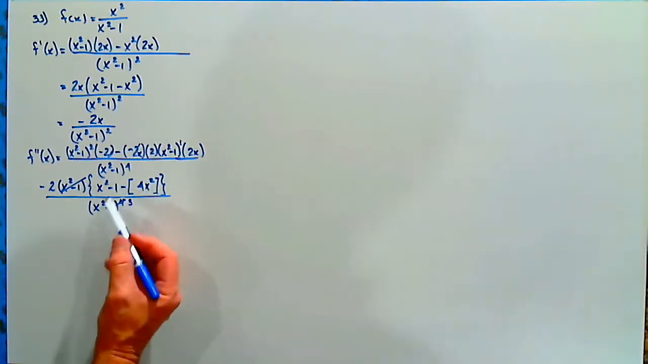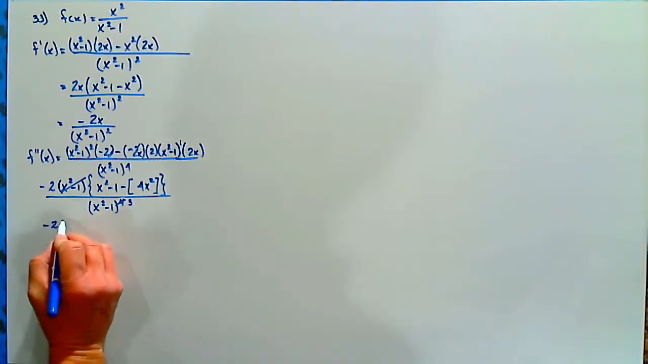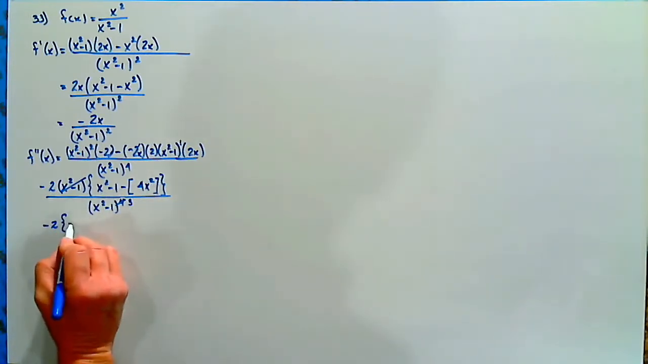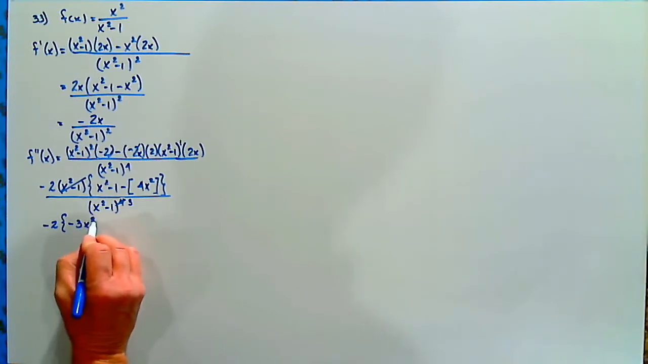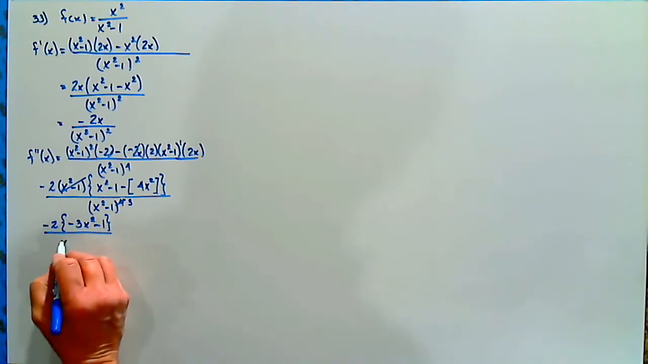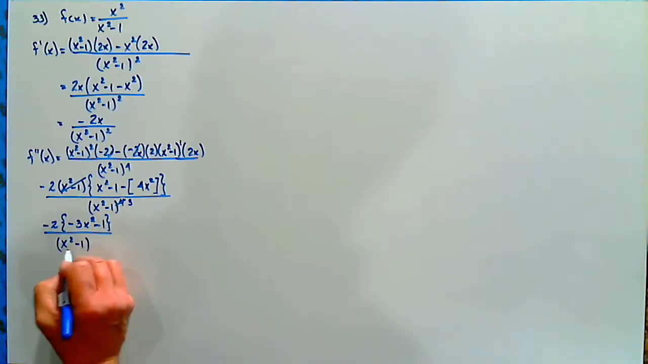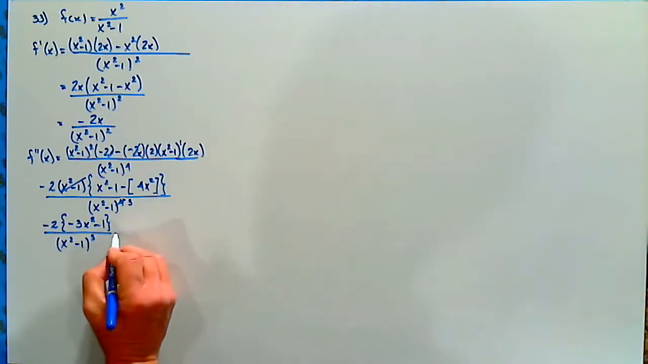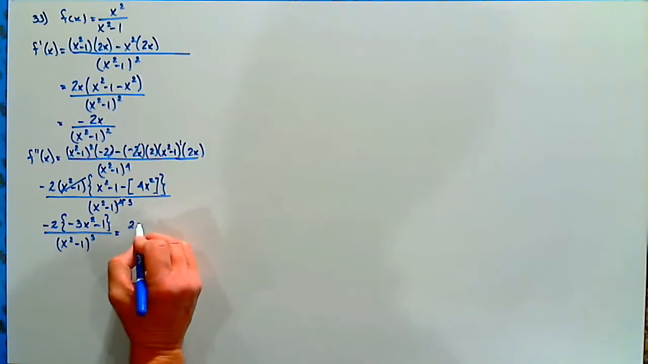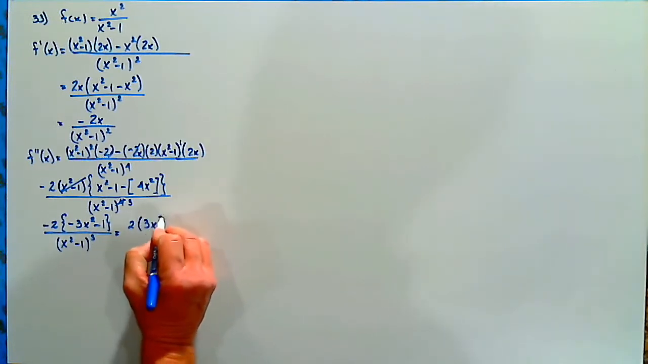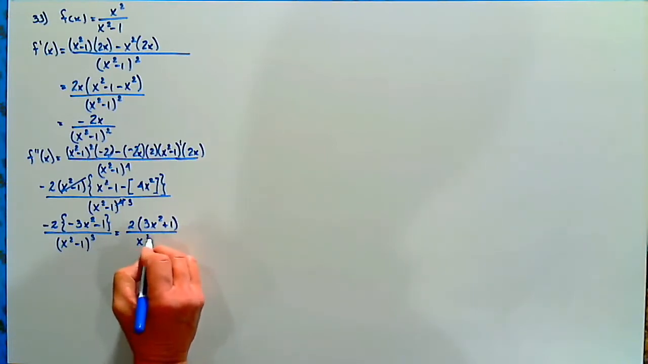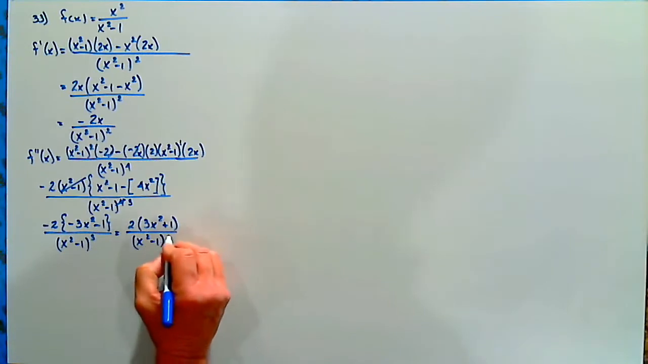Now, what do we have inside, right? We have a negative 2 now, right? And inside our brackets up here, we have negative 4x squared plus x squared. That's minus 3x squared. We have a minus 1. On the bottom, we have x squared minus 1 cubed, right? So what does that equal? Well, we've got a lot of negatives. Those negatives all go away. And so we have 2 times 3x squared plus 1 all over x squared minus 1 cubed.